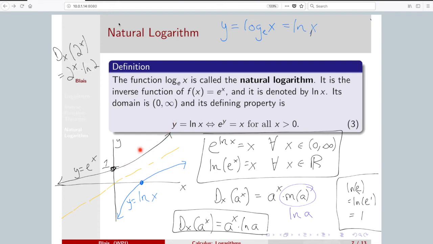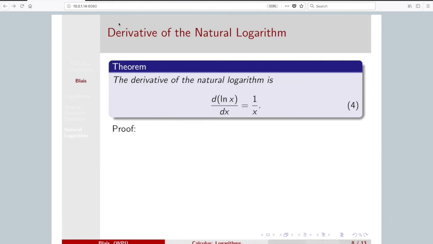And of course, we argued that e to the x was a continuous function earlier. And we actually saw that it was differentiable. So we should expect that its inverse is also differentiable. And that is true. And the derivative of the natural log of x is 1 over x. We can derive that using our previous theorem.